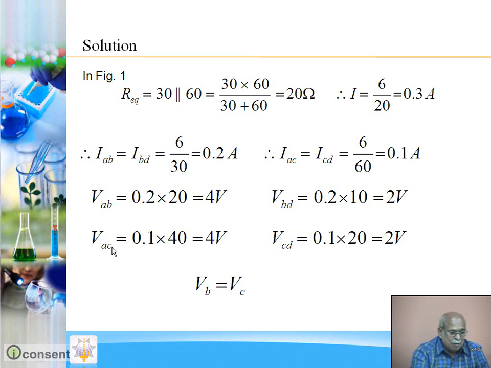Next, VAC, between A and C current is 0.1, resistance is 40. So VAC is 0.1 into 40, 4 volt. VCD, current is 0.1, resistance is 20. So VCD is 2 volt. So in this way we have calculated potential difference across each resistance. Finally, look at this. VAB 4 volt, VAC 4 volt.